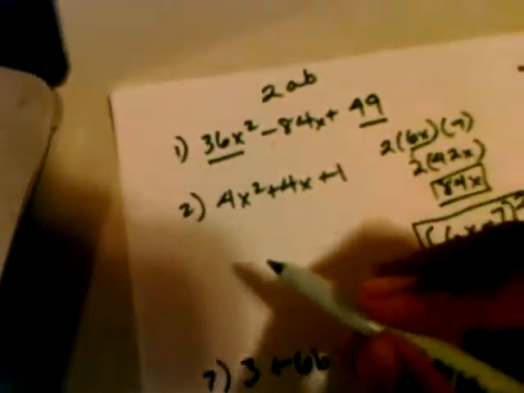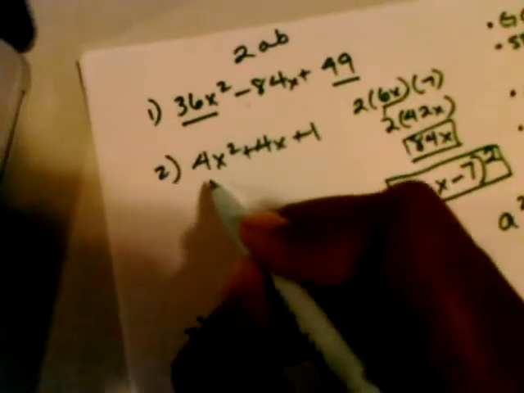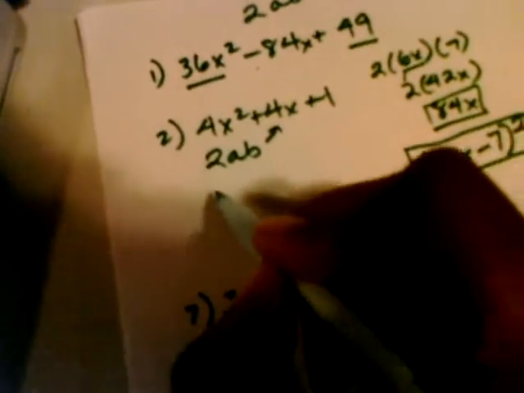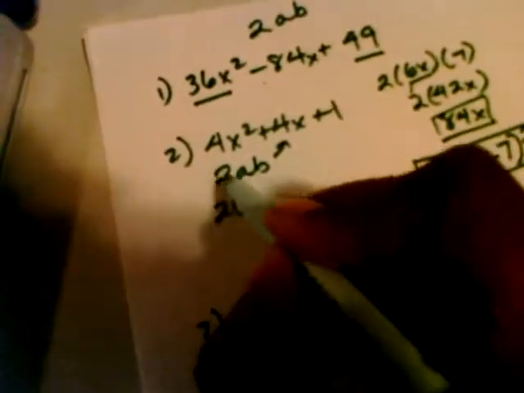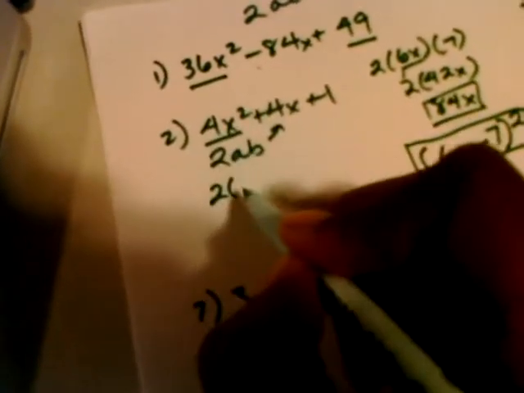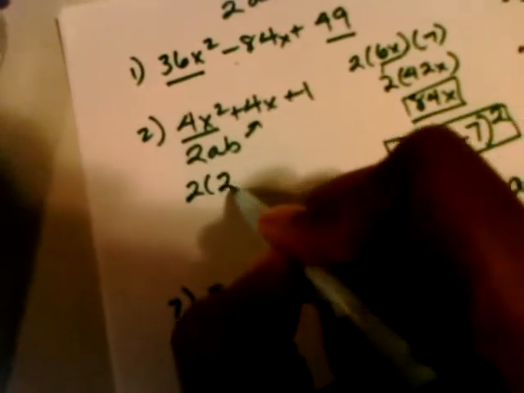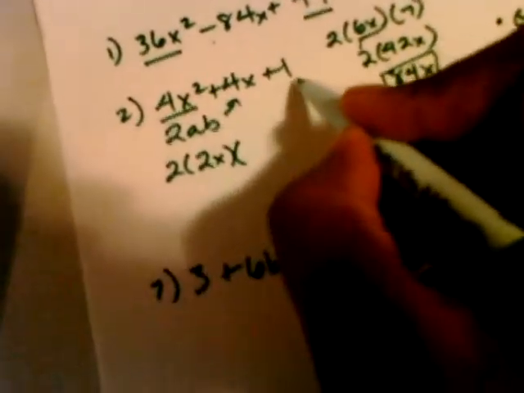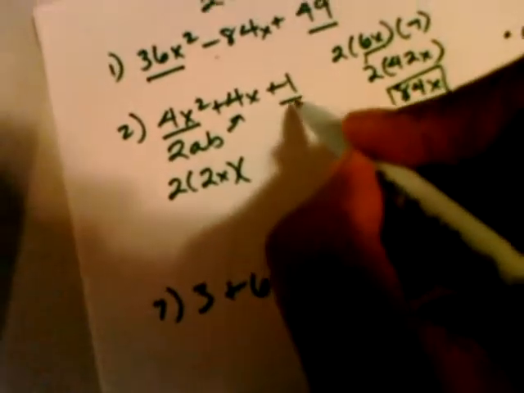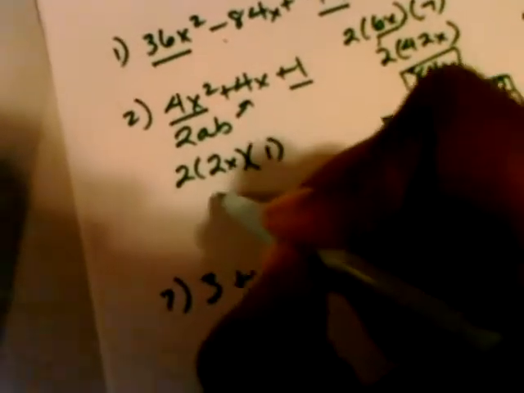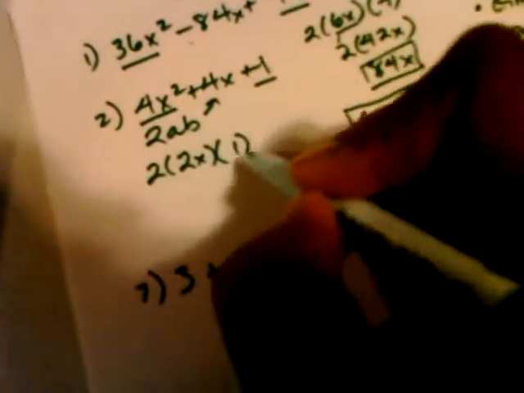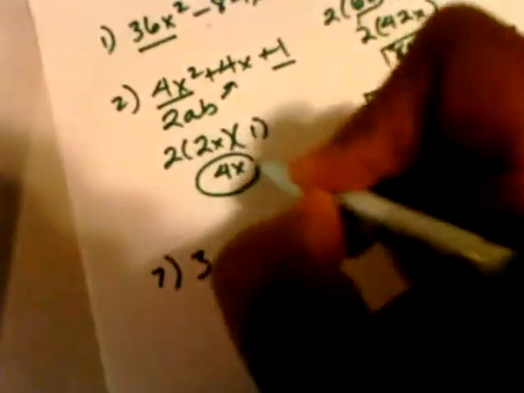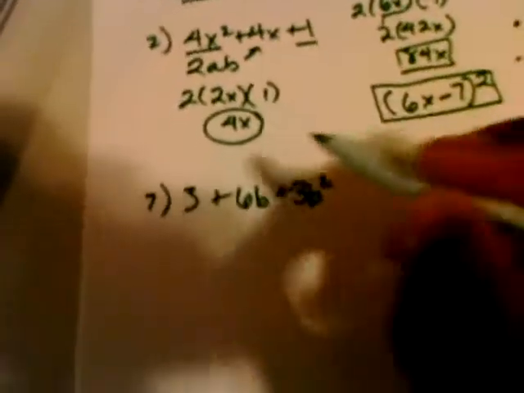How do I know that? I'm going to find 2ab and see if it equals that middle term. 2 times a, which is the square root of this term here. The square root of that term is 2x. Times b, which is the square root of this term right here. Square root of 1 is 1. 2 times 2x is 4x, times 1 is 4x. And 2ab, which is this, does equal the middle term. So this is a perfect square.